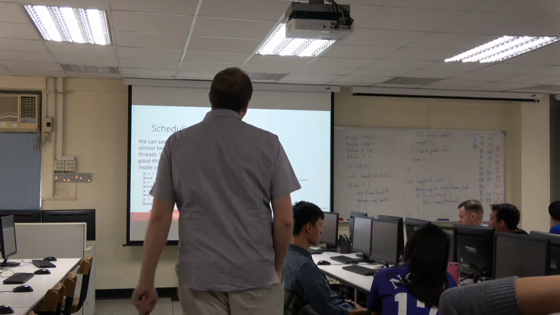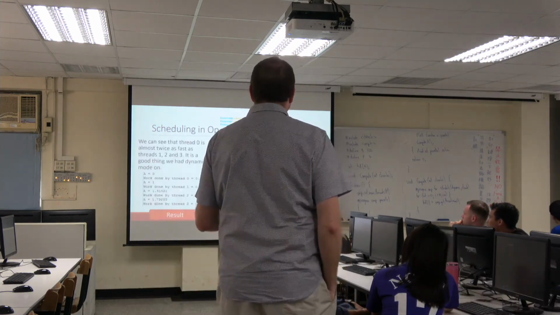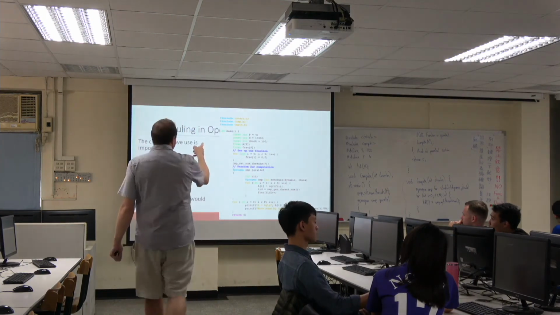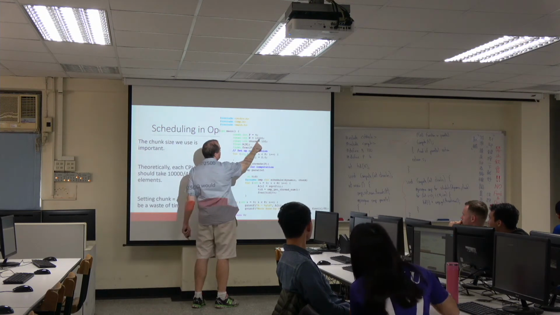So you can see it's fast. If I change it to static, let's talk about chunk size first. I'm going to change it to static. Now, what's my chunk size? This is important here. 10,000 elements.